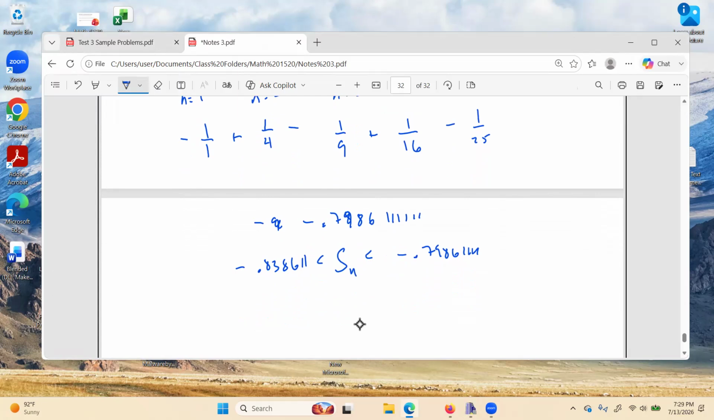Really, what I would like your answer to be is something like this: S4 is equal to negative 0.798611 with error less than 1 over 25, because it's going to be plus 1 over 25 minus 1 over 36. This is the highest error term we're going to be able to say, but I would really like you to say what my error term is, because we don't know what this sum is actually going to be. We can just approximate it, and that approximation comes with some kind of error term. I would like you to say, here's the error that I expect to make out of this.